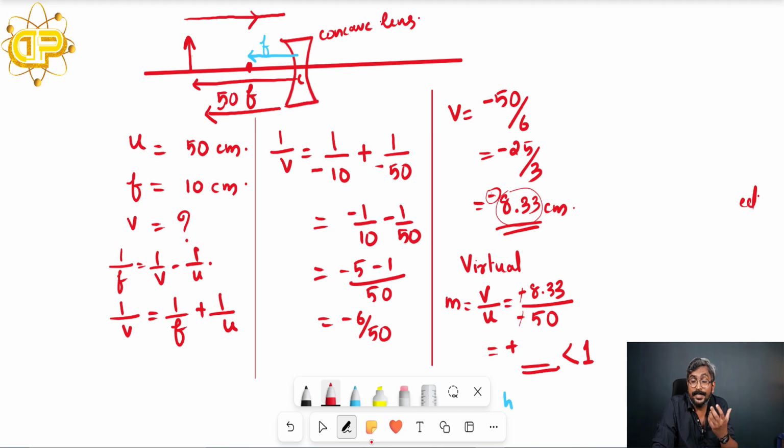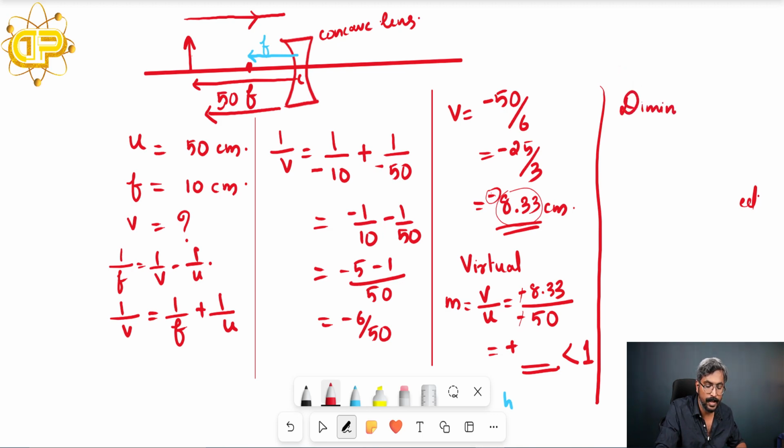What does that mean? What is less than 1? Less than 1 means it is a diminished image. So virtual, and the next inference you are getting is that it is a diminished one. Why? Because the magnification is less than 1, which gives you a diminished image. And if you're getting a value which is greater than 1, then that means you have an enlarged image. So M greater than 1 indicates enlarged, less than 1 indicates diminished.